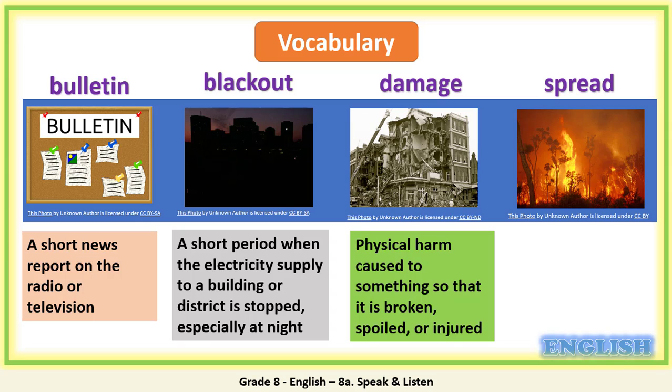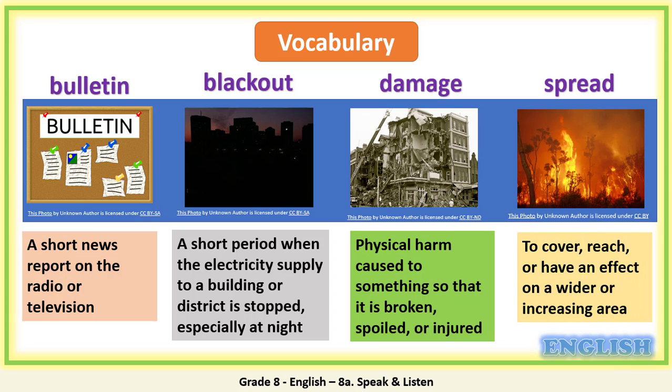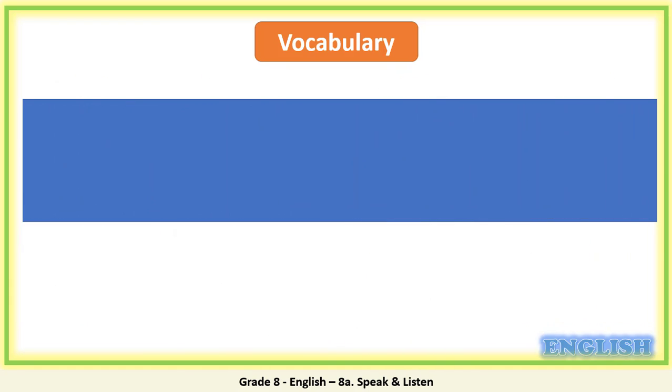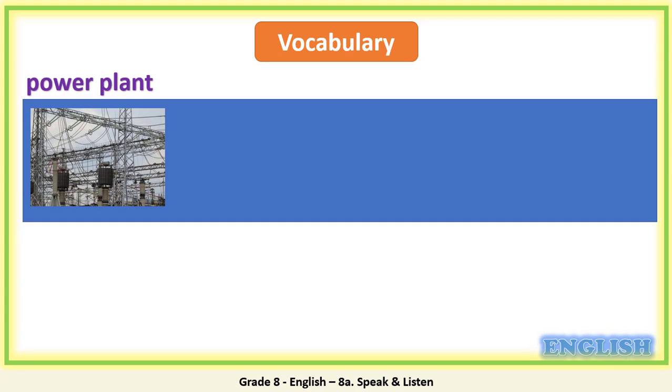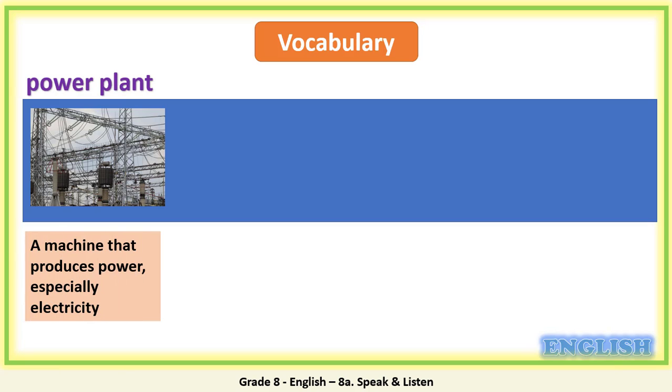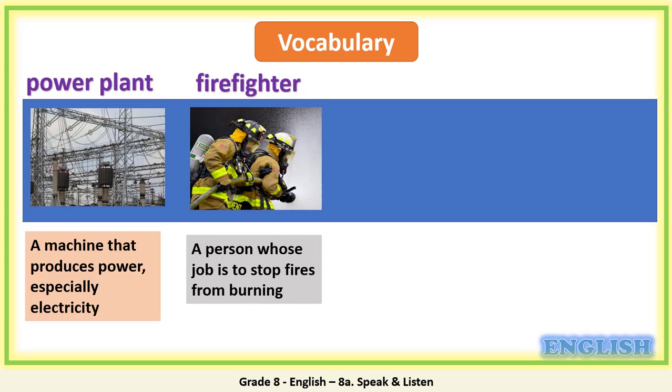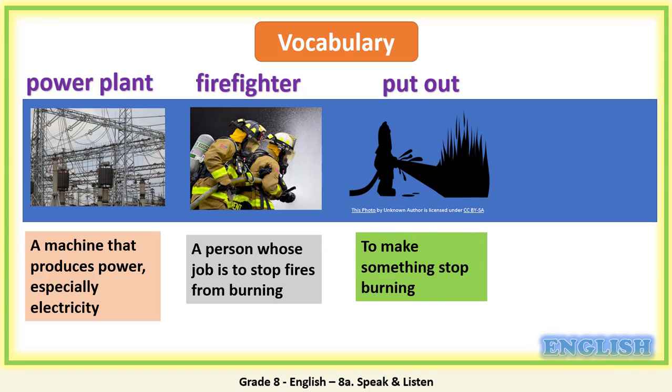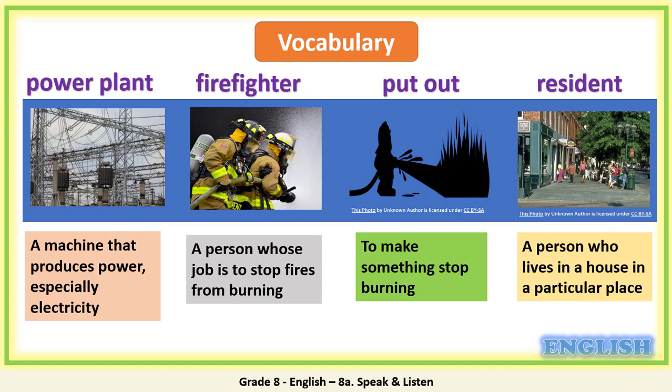Spread. Spread means to cover, reach, or have an effect on a wider or increasing area. Power plant. As you can see from the picture, can you guess the meaning? Great. A machine that produces power, especially electricity. Firefighter is a person whose job is to stop fires from burning. Put out, to make something stop burning. Resident is a person who lives in a house in a particular place.